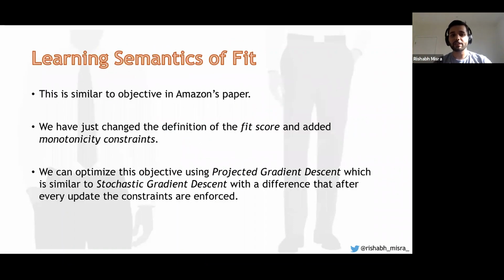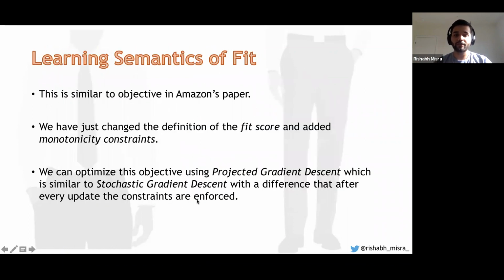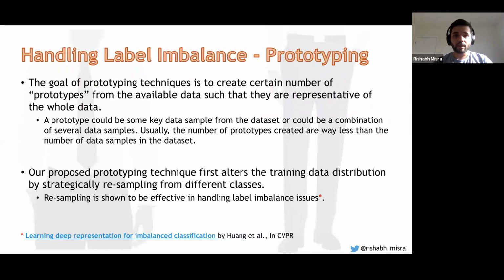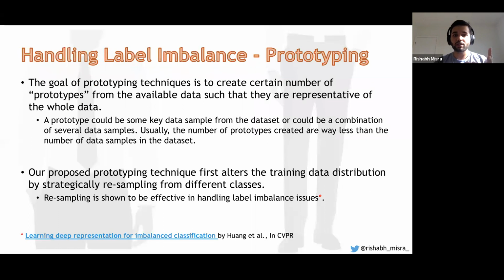Essentially, here we have changed the definition of the fit score and applied some constraints so that we have more structure for giving recommendations. And for optimization, we use one variant of gradient descent, which is projected gradient descent, which enforces these constraints after every update. Now, we have learned good features for each customer and product.